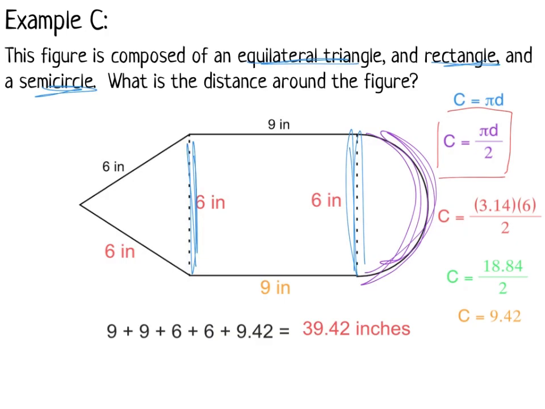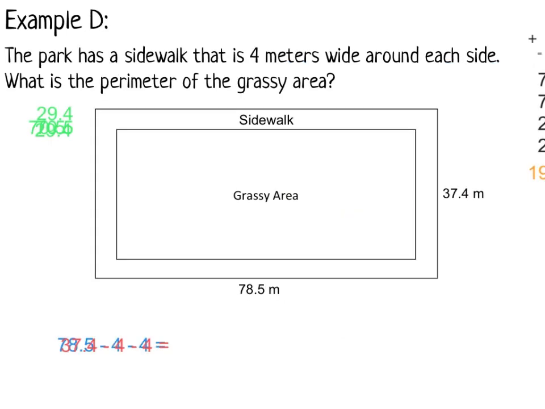Let's take a look at the last one. Example D says the park has a sidewalk that is 4 meters wide around each side. What is the perimeter of the grassy area? So we're trying to figure out what the perimeter is on the inside of our shape. Okay, just the grassy area. And we know that there's a 4-meter zone along each side, and that's the sidewalk. So we have to figure out how much each of the shapes are on the inside so we can add them together.